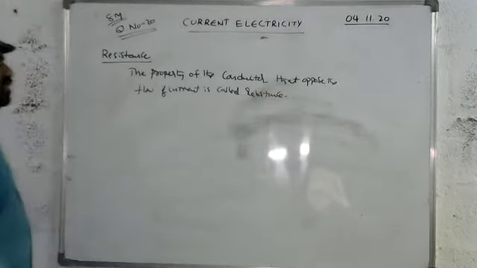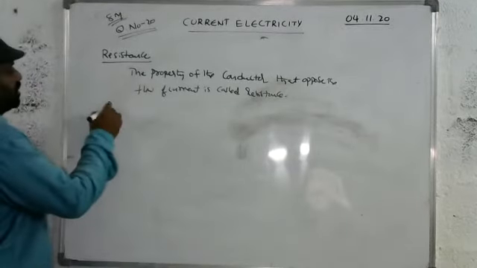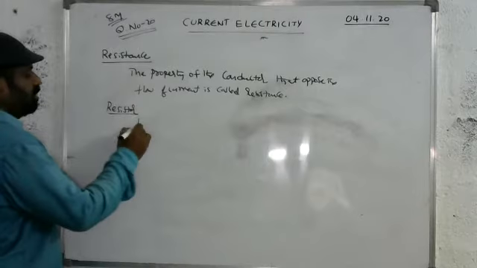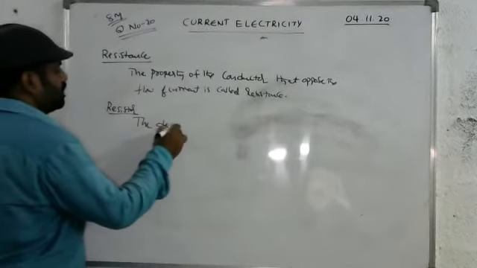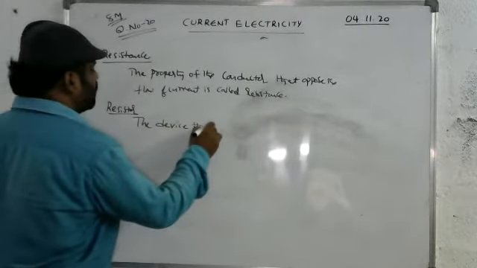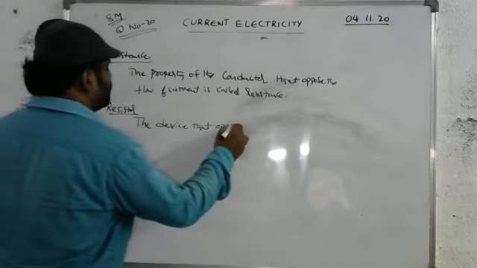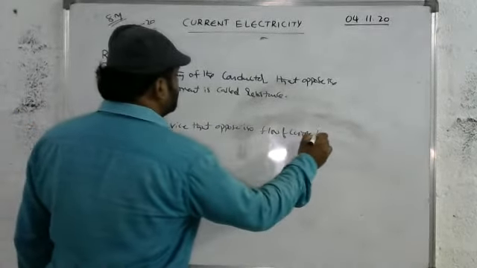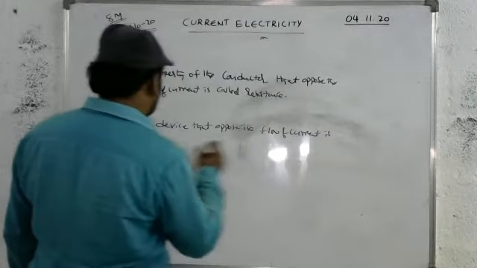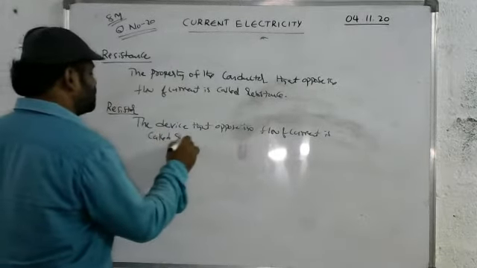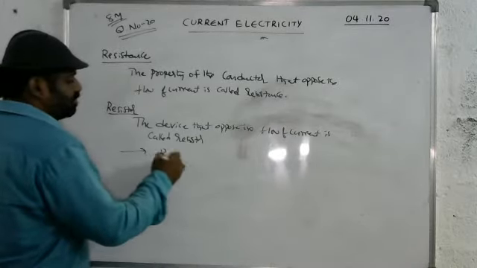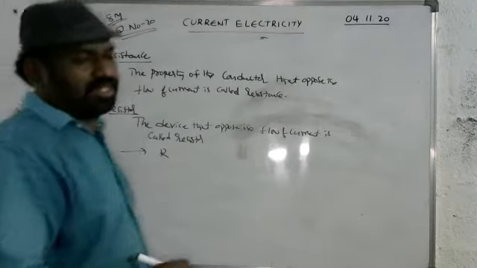The device that opposes the flow of current is called a resistor. It is represented by the letter capital R.